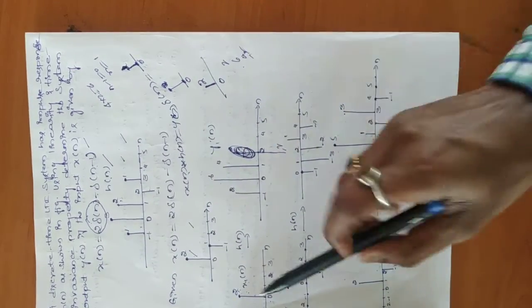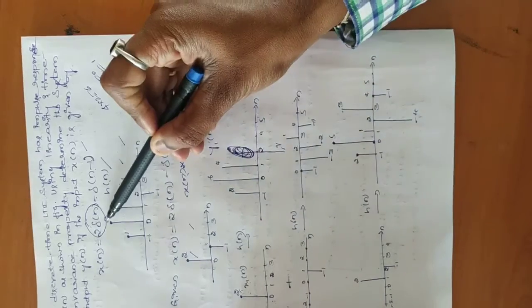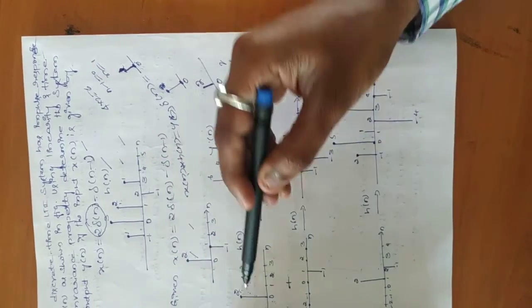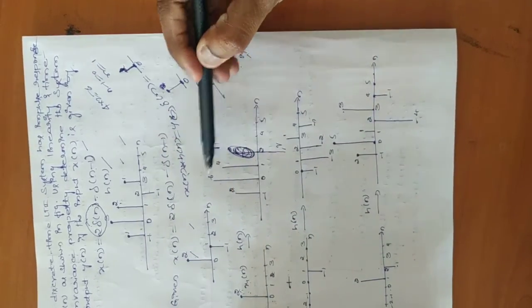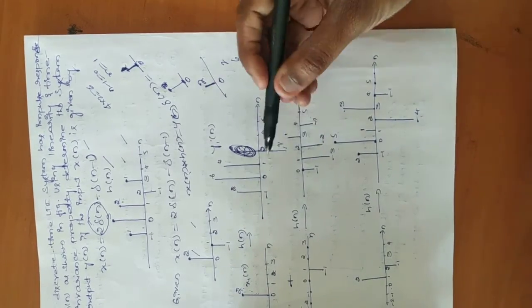Now once again I will show you. So 2 into 1, 2. 2 into 3, you will get 6. 2 into 2, you will get 4. 2 into minus 1, you will get minus 2.